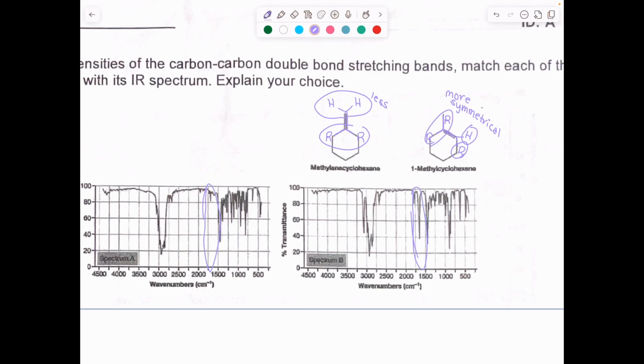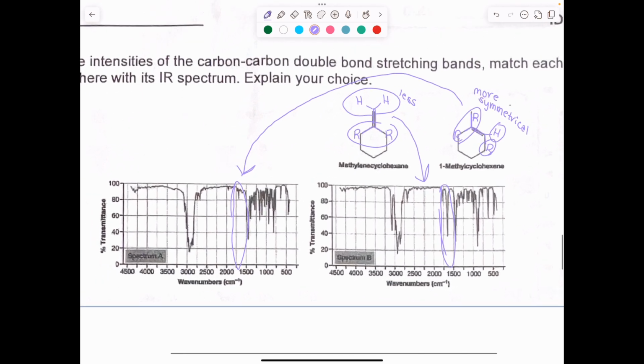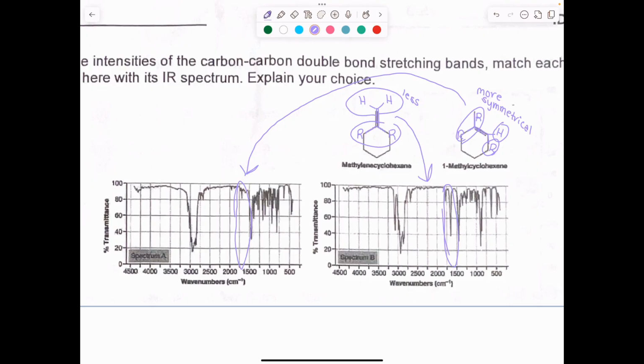And we see the one on the right is much more intense than on the left. So that one would correspond to the molecule that's less symmetrical. So this would go here, and then the 1-methylcyclohexene would be over here. And that's based purely on this symmetry and the intensity of the peaks. So the more intense the peak is, the less symmetrical the molecule would be, specifically in reference to the double bond in this case.